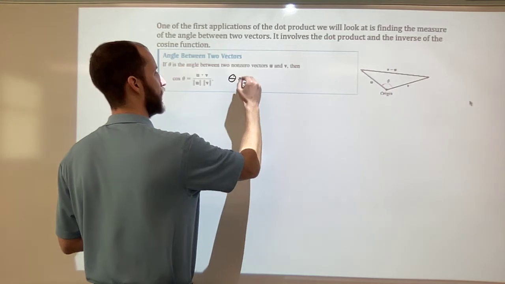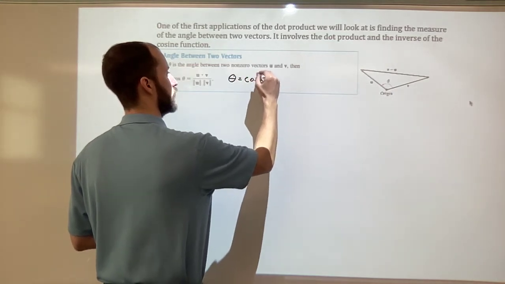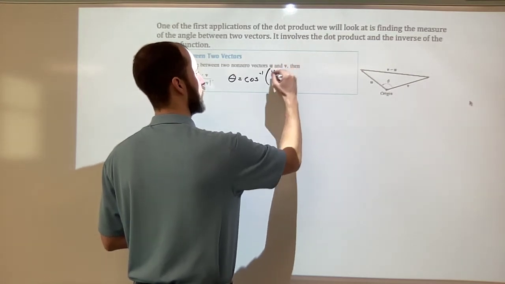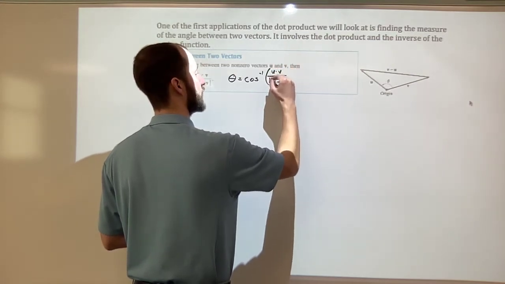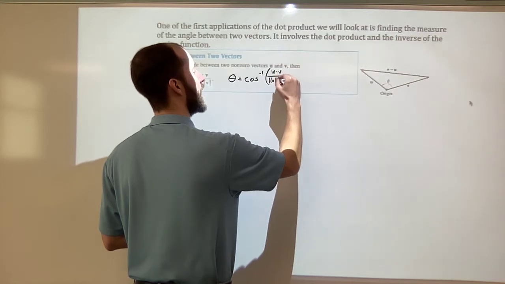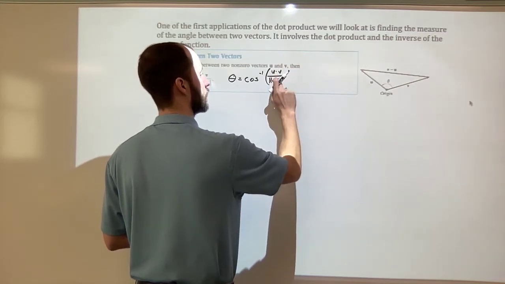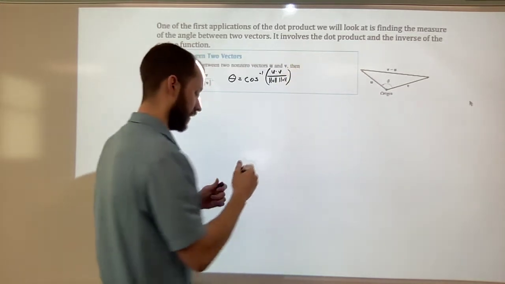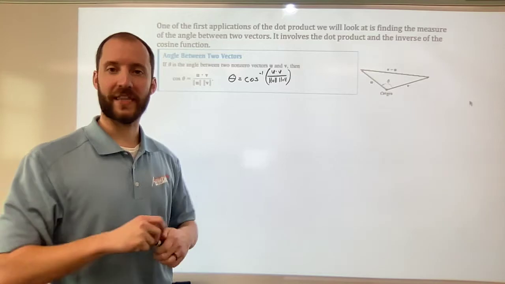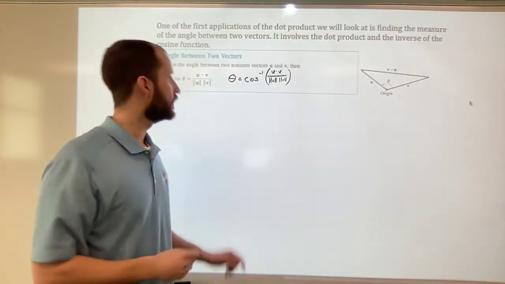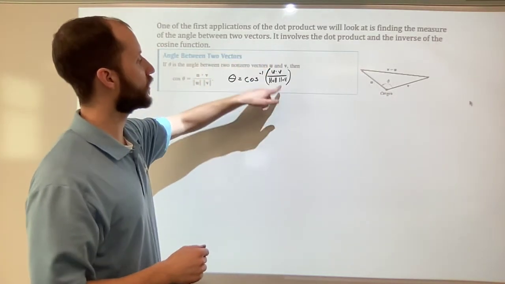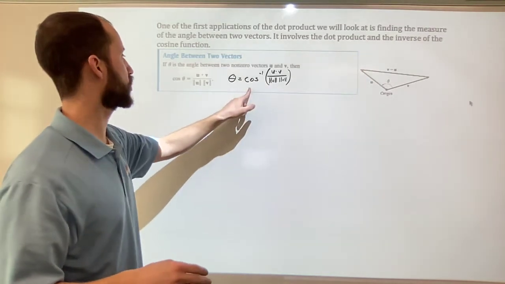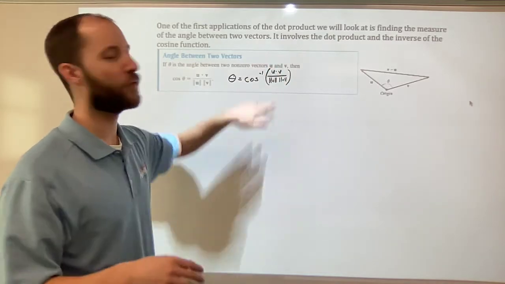So to solve for theta, doing inverse cosine of the dot product over the product of their magnitudes. So there's a lot to remember with that formula. Dot product over product of magnitudes, and then doing inverse cosine of that fraction.